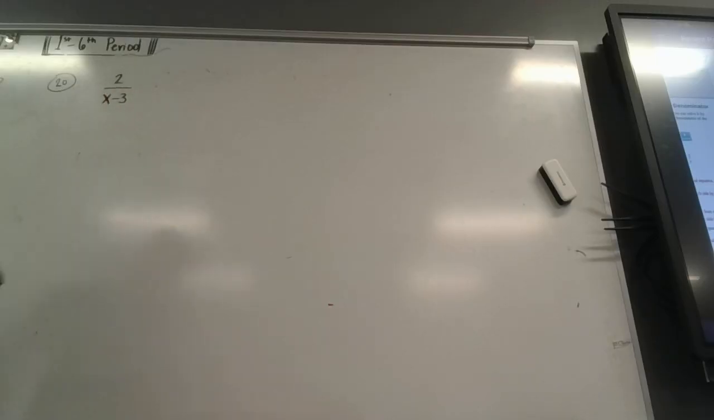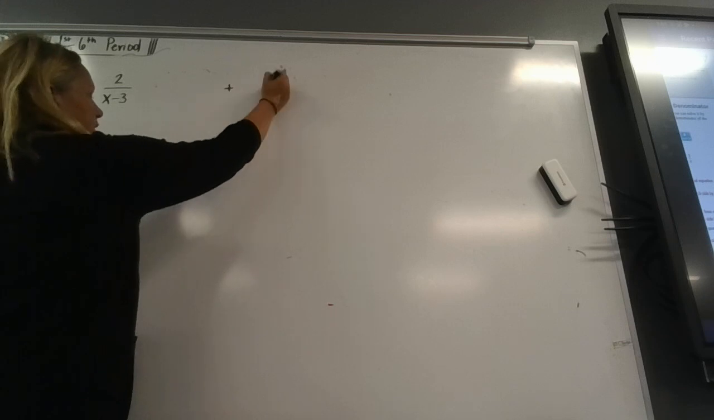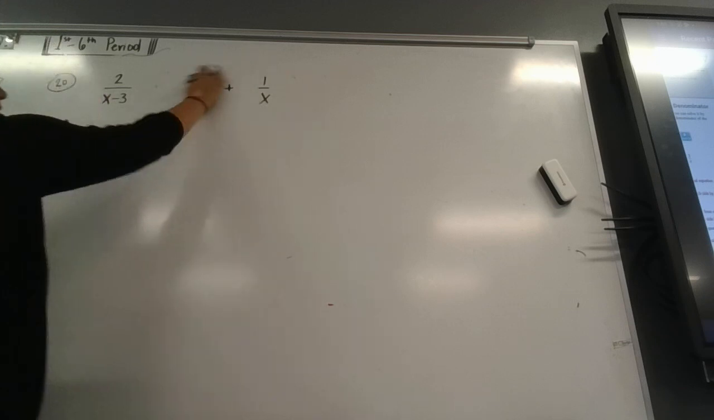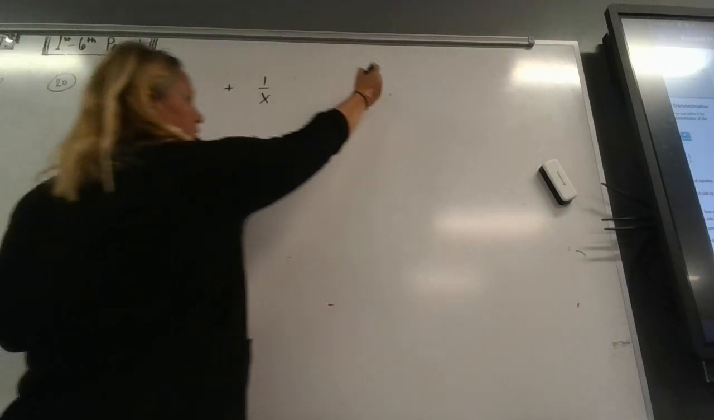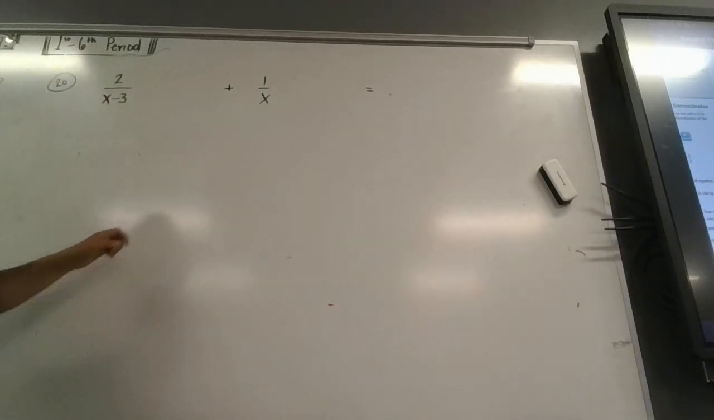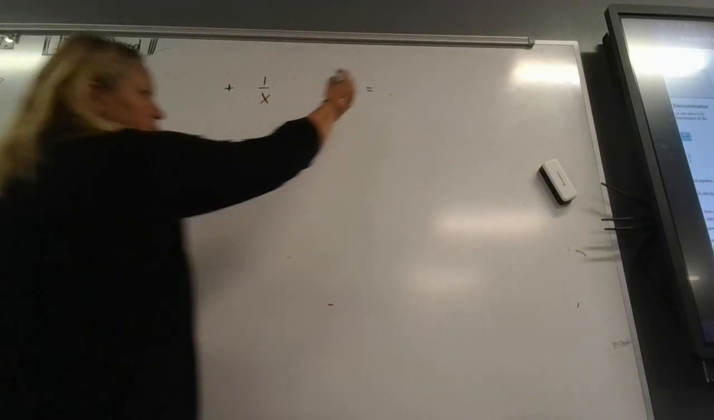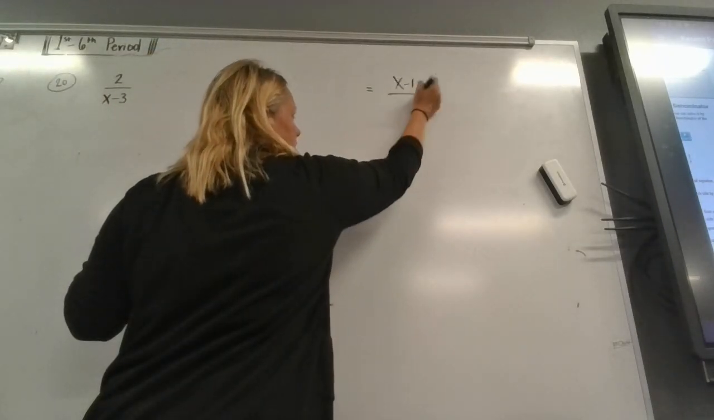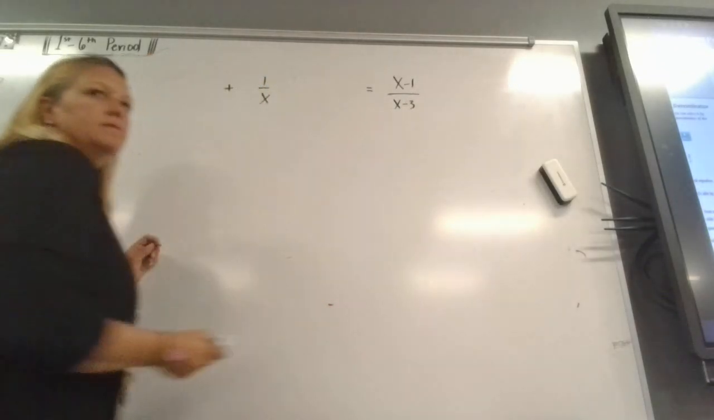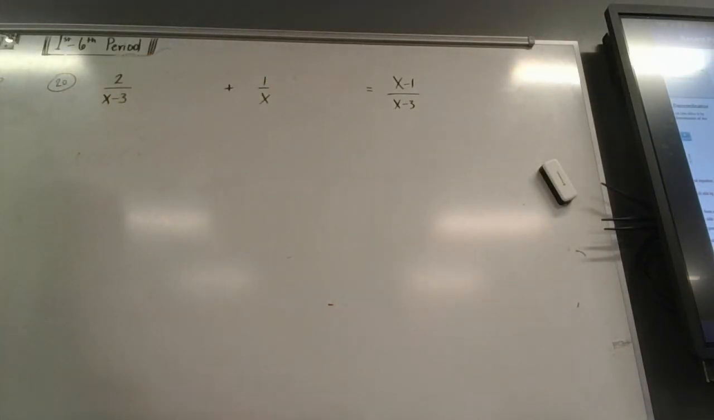2 over x minus 3 plus 1 over x. Left a big space equals x minus 1 over x minus 3. So step 1, multiply everything by an LCD.